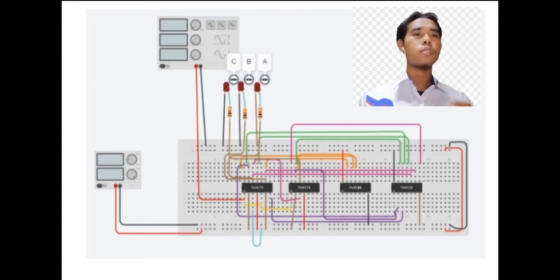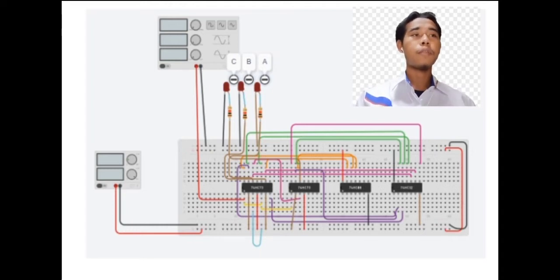After finishing all the connections between the ICs, I also connected the breadboard with the LED and resistor. Then I connected the power supply and function generator. After finishing all the connections, I started the simulation, and our simulation was done successfully because the LED lit up.